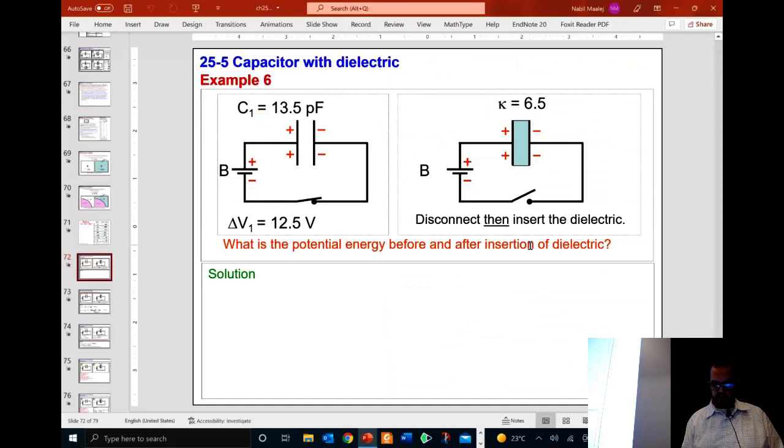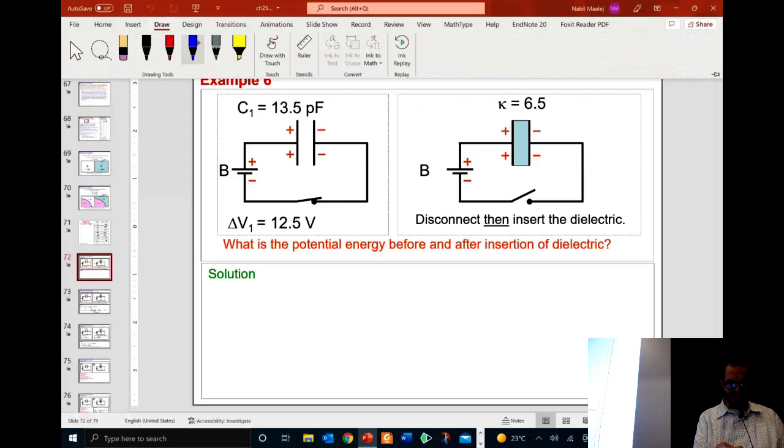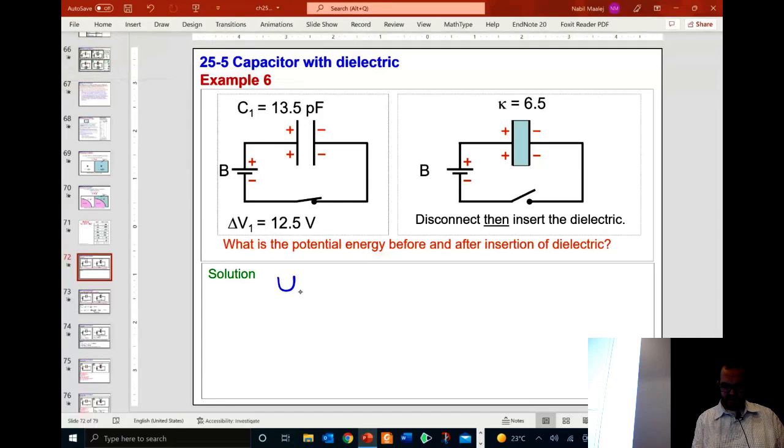Okay, so before and after insertion of the dielectric. We know the equation for potential energy. Let's see if the pen works. Okay, yes. So we can use any of the three equations. Here we have the capacitance and the delta V, so we can use 1/2 C1 delta V1 squared. Okay, let's call this U1.